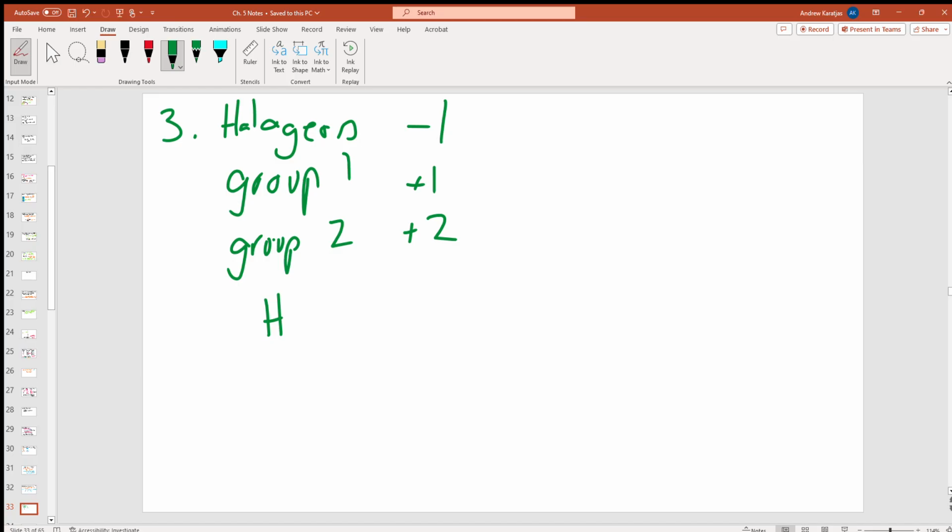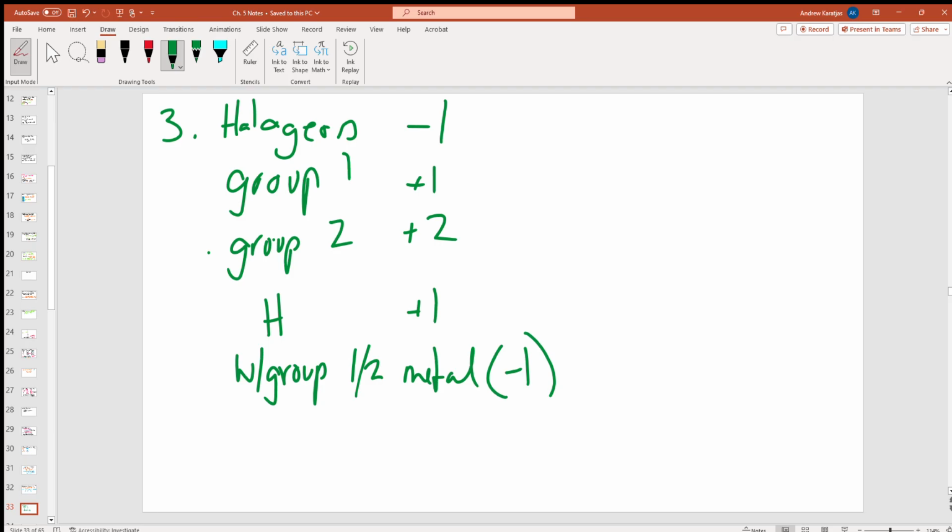Hydrogen is usually +1, but if it's with a group 1 or 2 metal, then it's -1. Oxygen is usually -2, although there can be some exceptions.